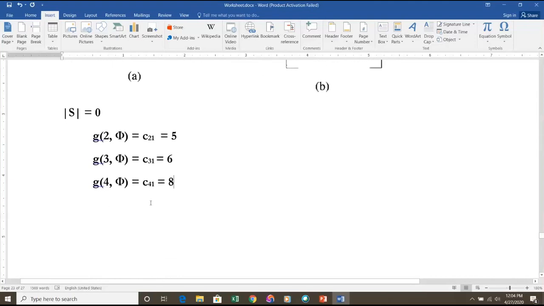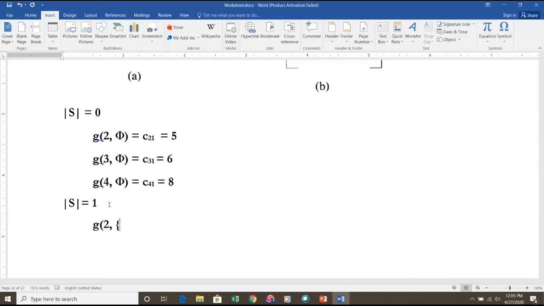Now, starting once again, consider the cardinality of S as 1. Cardinality of S equal to 1 means the set S should contain one vertex. Initially it was null because the cardinality of S was 0. Now the starting vertex can be 2, 3 or 4, but not 1.